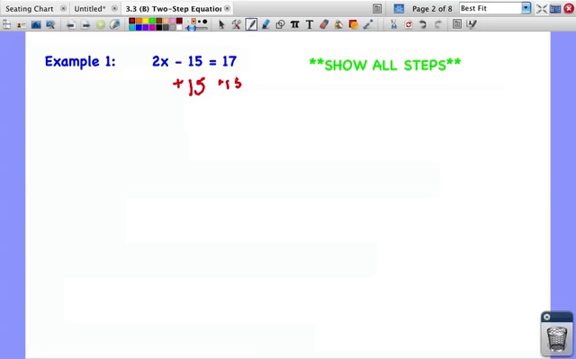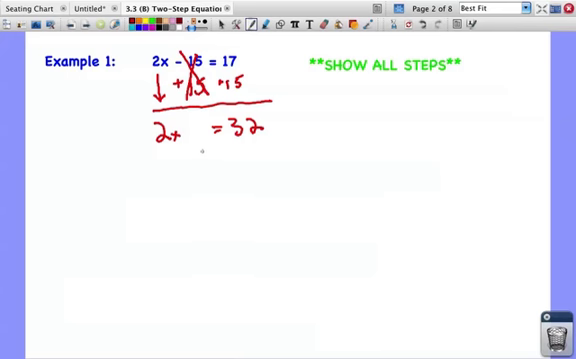So I can add 15 to both sides. Remember, whatever you do to the left side of the equal sign, you have to do to the right side of the equal sign. Whatever you do to one side of the equation, you have to do to the other side of the equation. Negative 15 plus 15 equals 0. That cancels out. That's the whole reason why we added 15, we wanted to get rid of it. 17 plus 15 is 32. So what I'm left with is 2x equals 32.